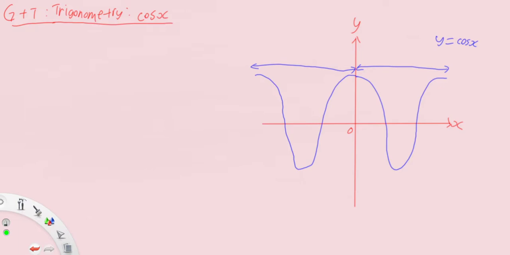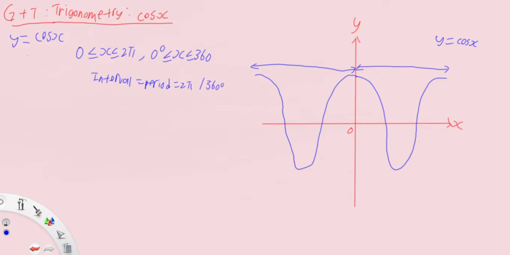Alright, so once again, it's the same interval as our sine graph. In fact, for the tangent x graph, it's the same interval as well, right? With the interval being between 0 and 2 pi. In terms of degrees, it will be 0 degrees to 360 degrees. Your interval is at every 2 pi, also known as the period, right? So that will be 2 pi or 360 degrees, because one period will be the full complete cosine graph, just like the sine x graph.